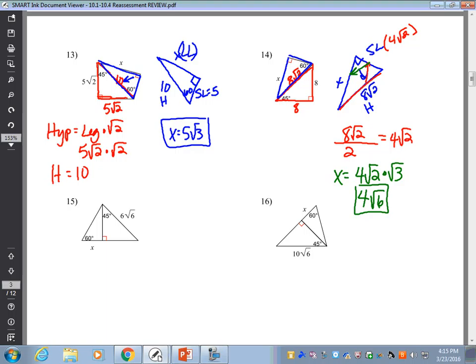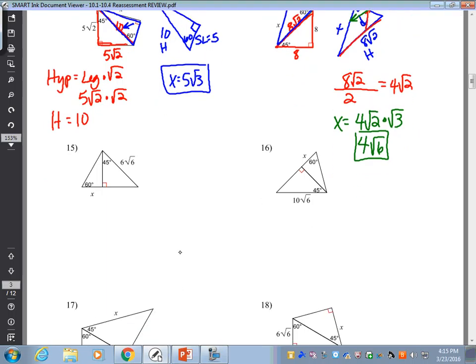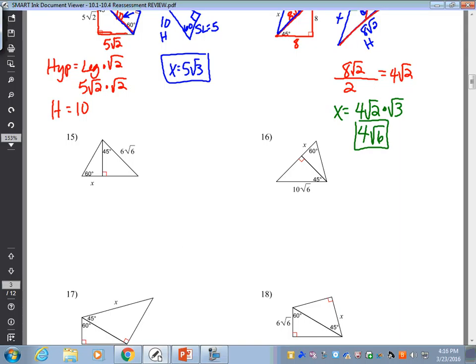All right, so let's try number 15 together. I'm going to get you started. I want to see if you can finish it. We are starting with 6 root 6. That is the hypotenuse. We need to get to the leg. So I'm taking that 6 root 6. I am dividing by square root of 2. Now, a problem like this, because both of these are inside the house, we can actually do square root of 6 divided by square root of 2. And that gets simplified to 6 square root of 3.